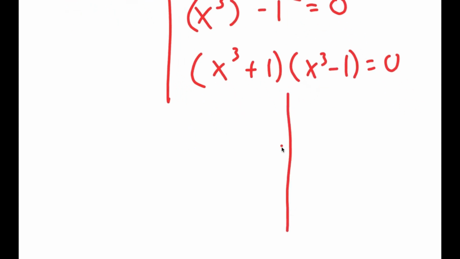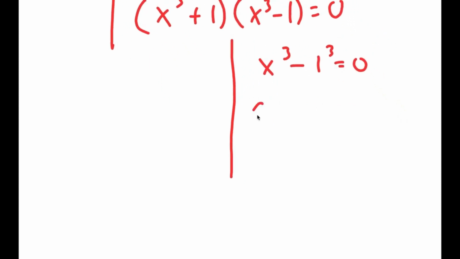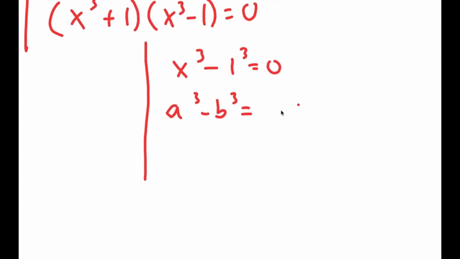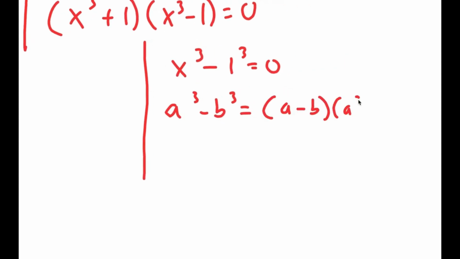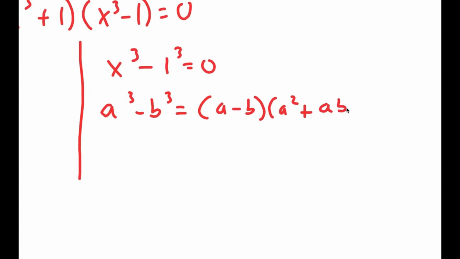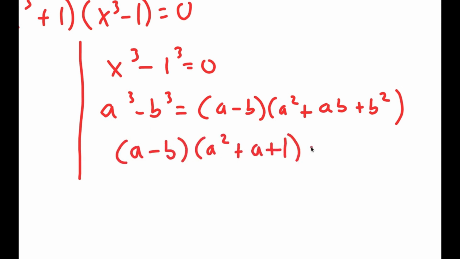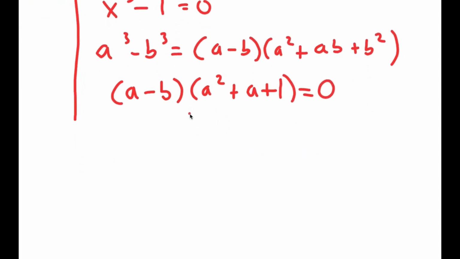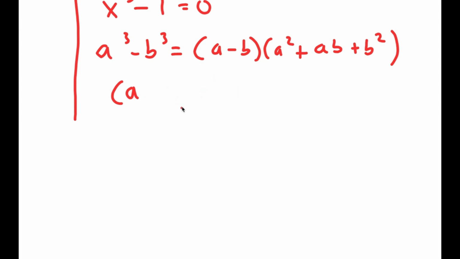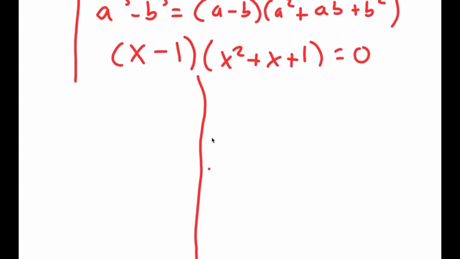Now, for x to the power of 3 minus 1 equals 0, I'm going to rewrite this as x to the power of 3 minus 1 to the power of 3 equals 0, so I can use the property a to the power of 3 minus b to the power of 3 is equal to (a minus b) times (a squared plus ab plus b squared). Sorry, this turns into (x minus 1) times (x squared plus x plus 1) is equal to 0, which gives me yet another two equations.